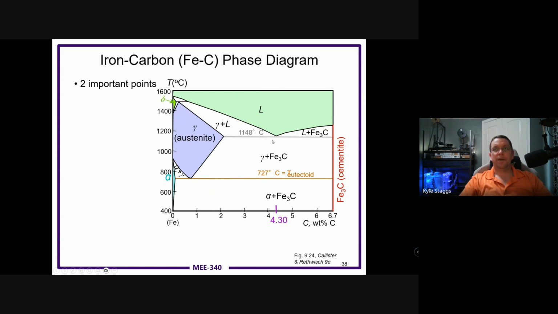So what do you guys think the eutectic point here is most commonly used for? Why would it be useful to have a pure liquid for some iron carbon mixture if that's in the cast iron range? What do you guys think that's useful for?